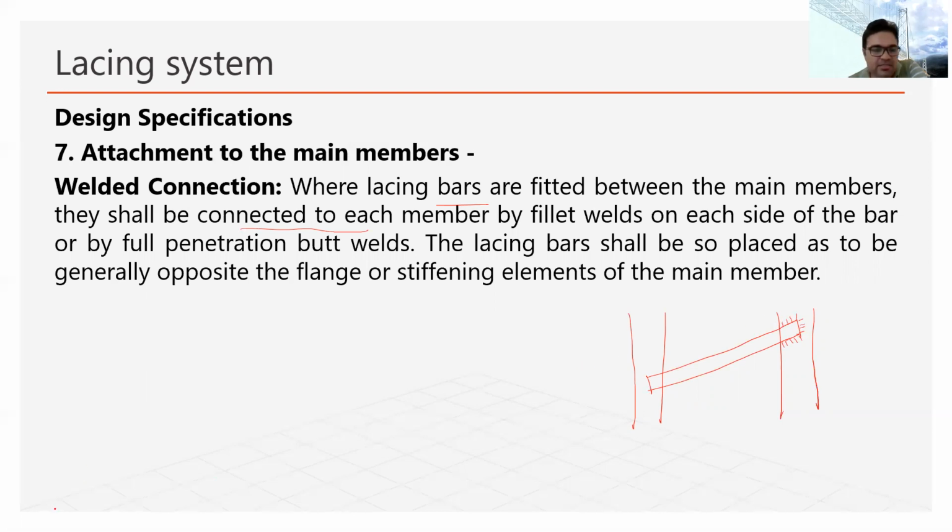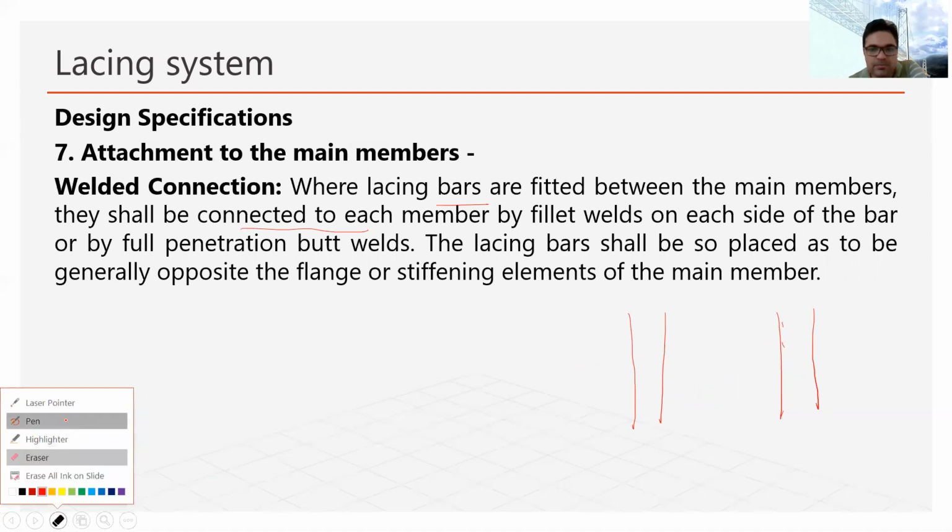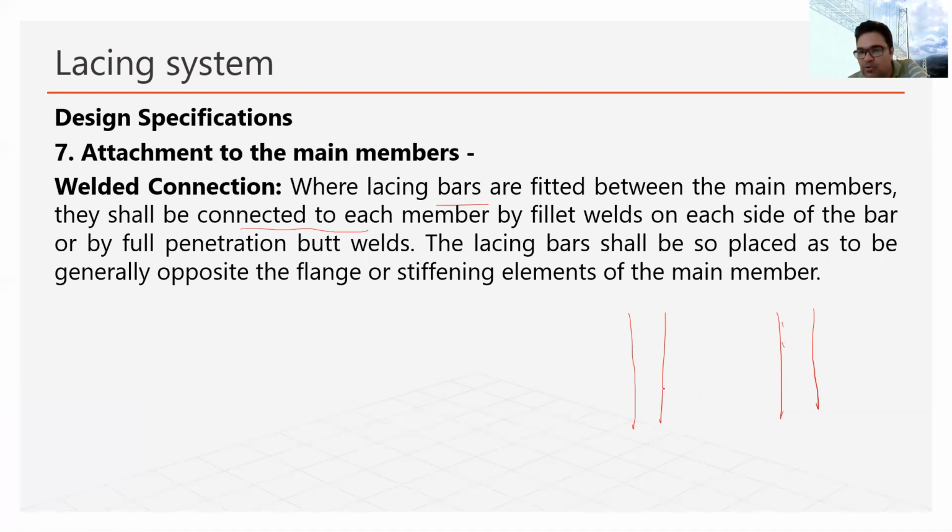Another way of providing this is, if we provide the lacing bar like this, which means we are connecting this lacing bar with this member, then you can see there will be a penetration, there will be a butt joint directly. So it says here, it may be a fully penetrated butt weld.